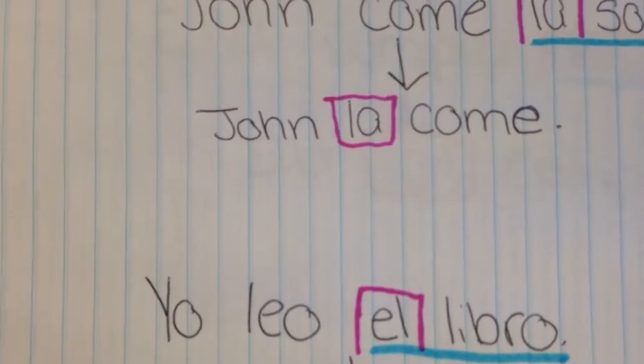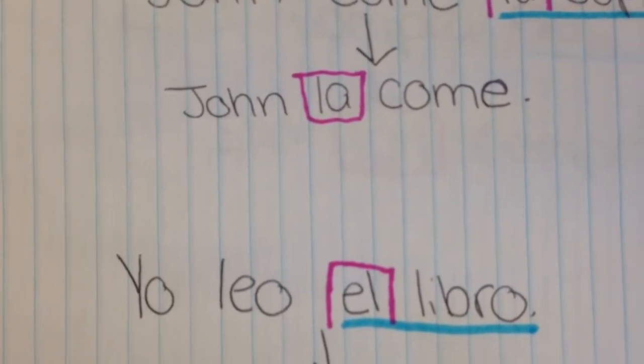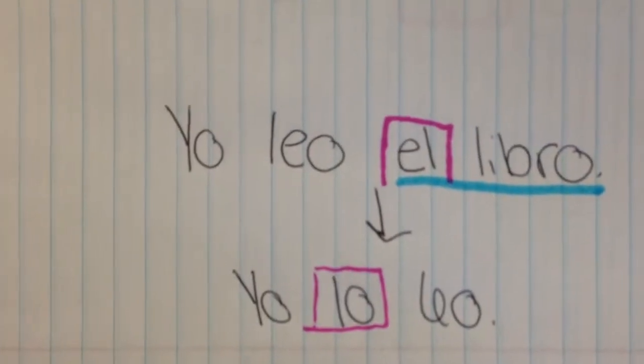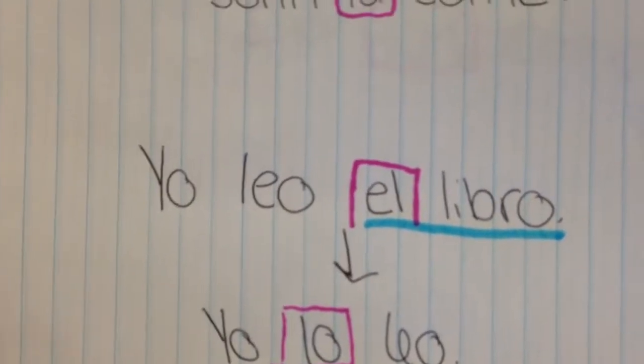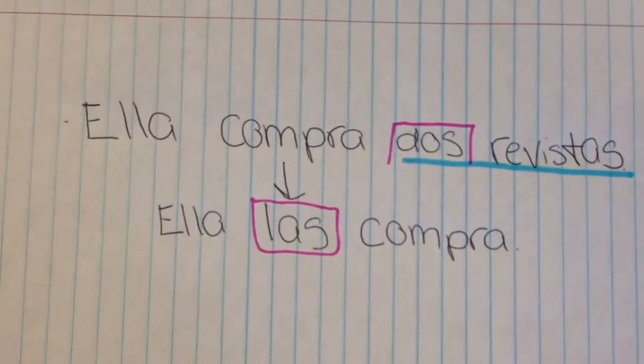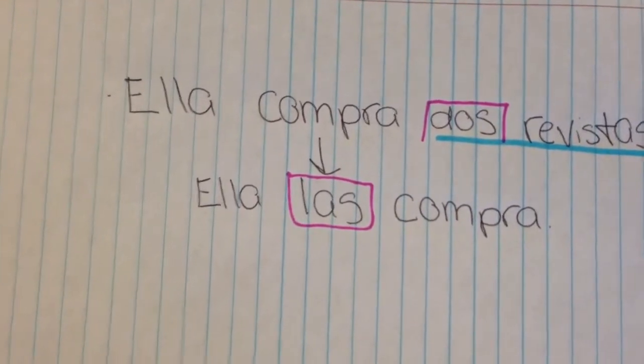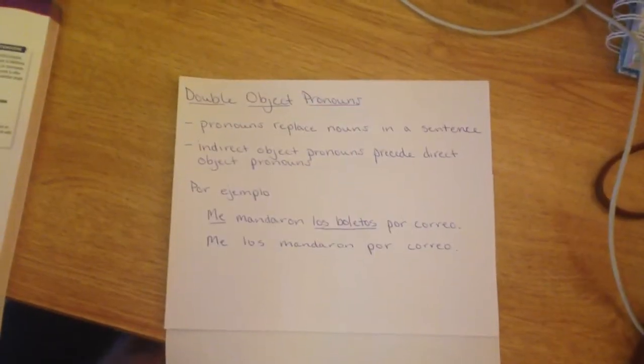You can change yo leo el libro to yo lo leo. I read it. Lo is representing el libro. Ella compra dos revistas would be ella las compra. She bought them.